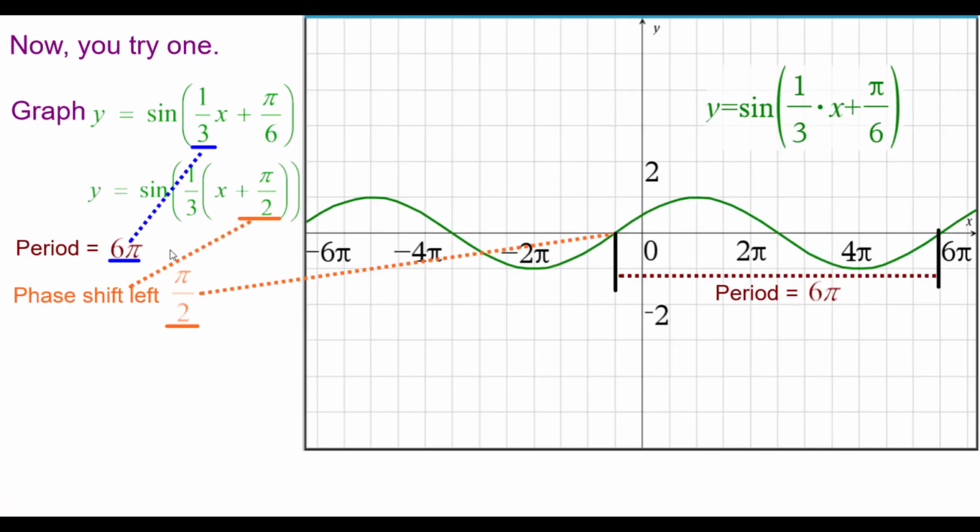So you'll notice here the period of our graph is 6 pi. Phase shift to the left, pi over 2. And we have 2 periods here, so you can see it starts here at negative pi over 2, comma 0.